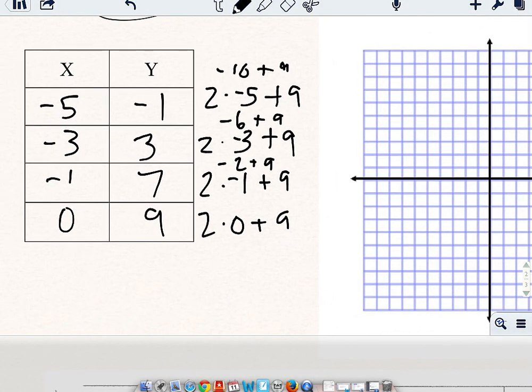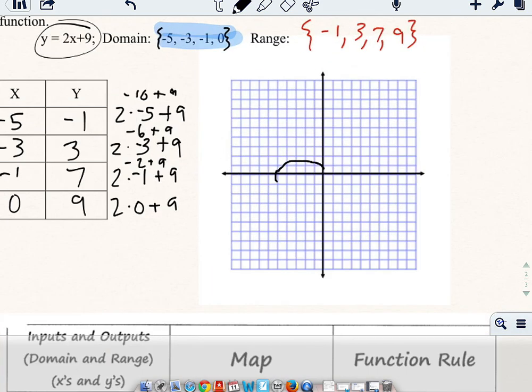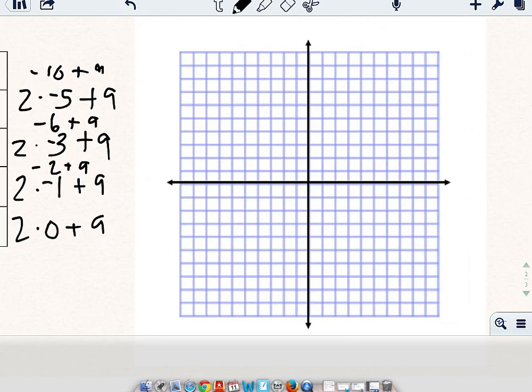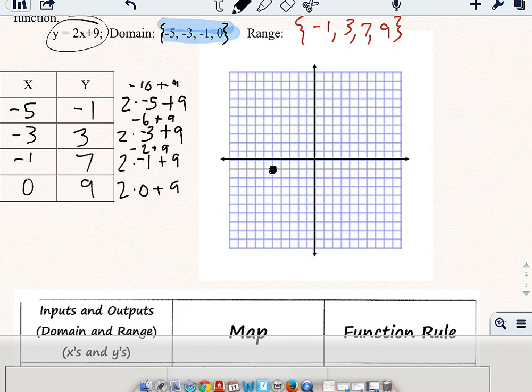I need to go to, starting at 0, 0, that's the origin right here. I'm going to go 5 to the left and then 1 down. And I'll zoom in here so I can make a nice point. That is going to be right here. Okay, -3, 3, so I go 3 to the left and then 3 up, and that will end up right here. -1, that's 1 to the left and then 7 up, so that's 3, 6, 7 right there. And so I get that point.